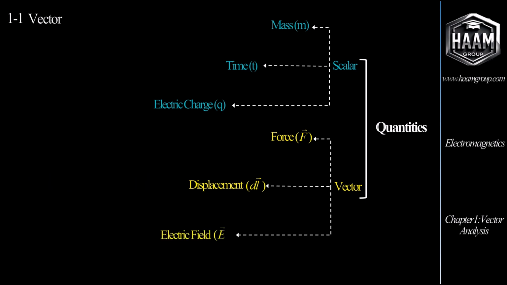As another example, consider the electric field, denoted by E, between a positive and a negative electric charge. We know that the electric field is directed from the positive charge toward the negative charge. Therefore, like all vector quantities, the electric field has not only a magnitude but also a direction.